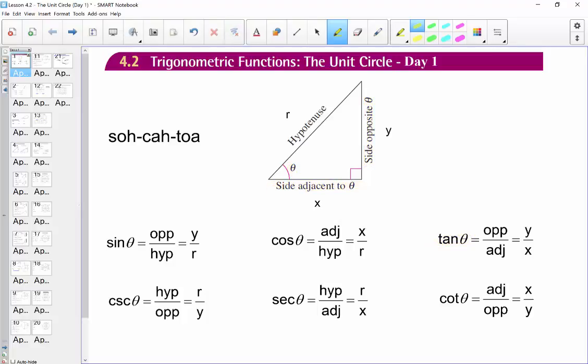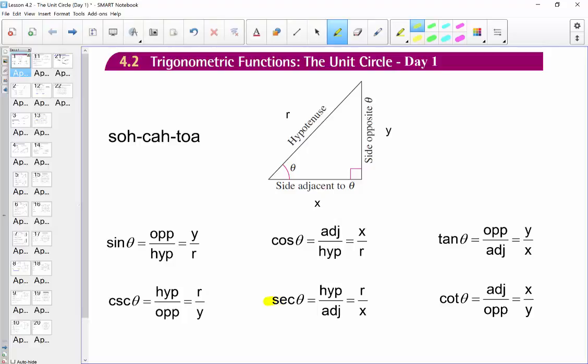On the next line, we have our inverse functions. The cosecant, which is the inverse of sine, is simply the hypotenuse divided by the opposite side. Again, notice that the sine of theta is opposite over hypotenuse, but its inverse, the cosecant, is hypotenuse over opposite. We just flip the fractions.